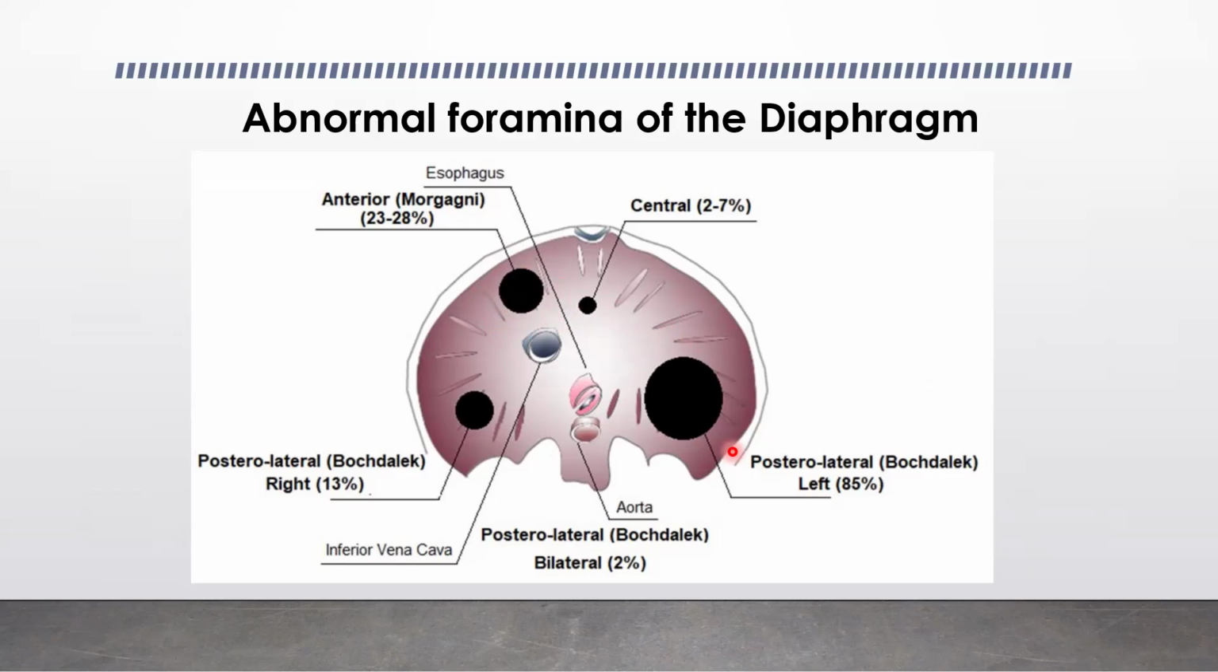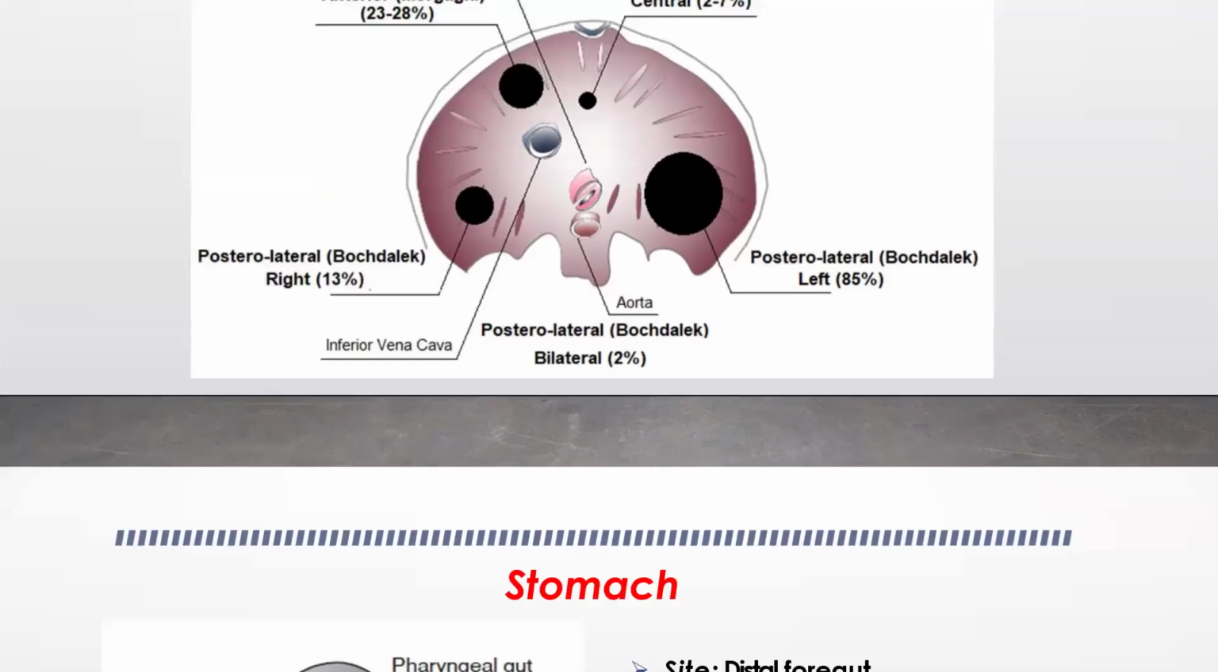So the two, Bochdalek and Morgagni, will give us either the eventration of the diaphragm or the diaphragmatic hernias. So those two openings, they're actually abnormal, but they are present. They are present even in a normal person, but the size is small. They're very small. But if they become elongated, if they become large, they can give us those hernias. Okay.